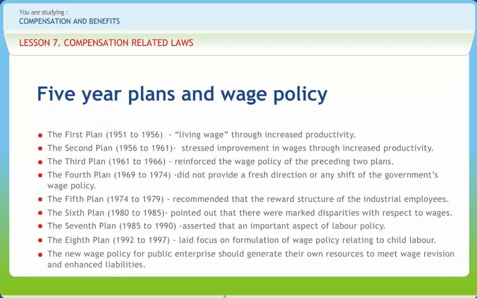The new wage policy for public enterprise should generate their own resources to meet wage revision and enhanced liabilities. Justice Mohan Committee's report reviewed the wage structure of PSUs and has given an entirely different angle.